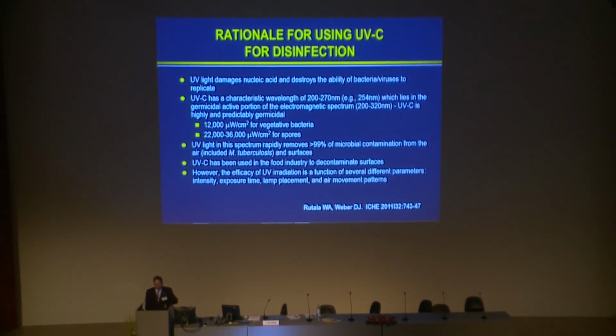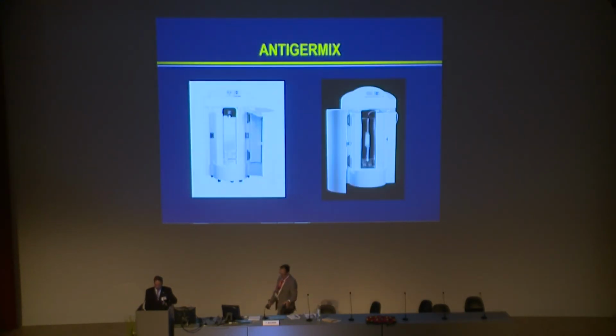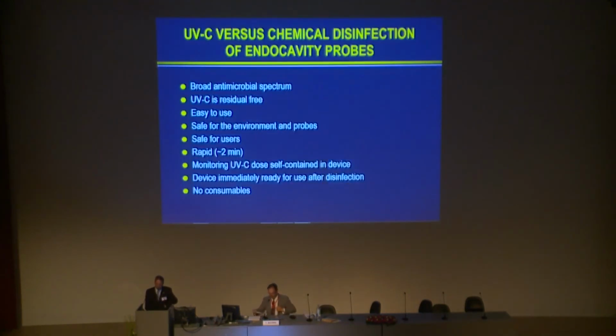UV light damages nucleic acid and destroys the ability of bacteria and viruses to replicate. The characteristic wavelength is 250 nanometers. It's effective for both vegetative bacteria and spores, although it requires a higher concentration, higher intensity for that. It's very fast, and it's been widely used in the food industry for years. This is the device, the antigermics, that you hang the probe in and it essentially surrounds it with UV light of high intensity and provides a very rapid, high-level disinfection.